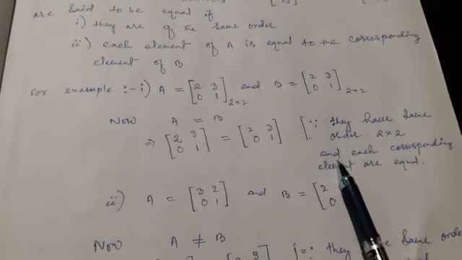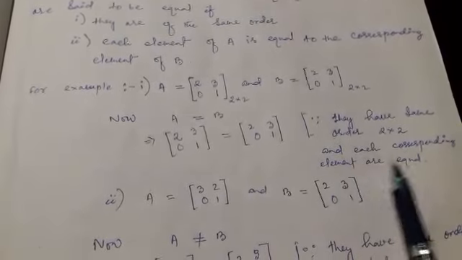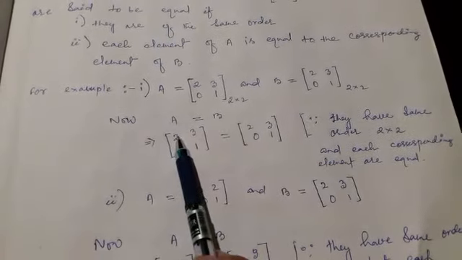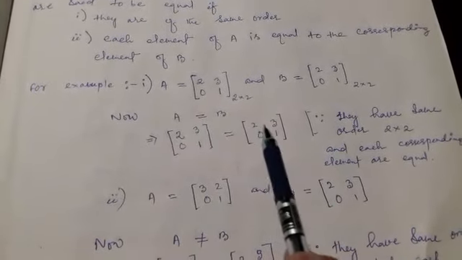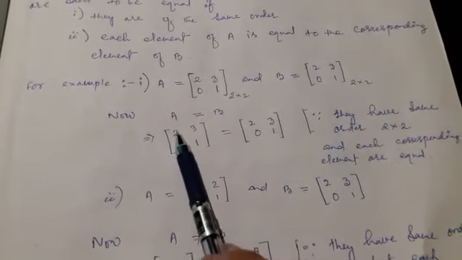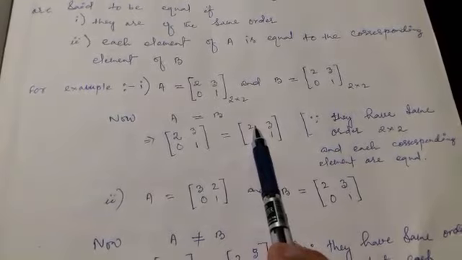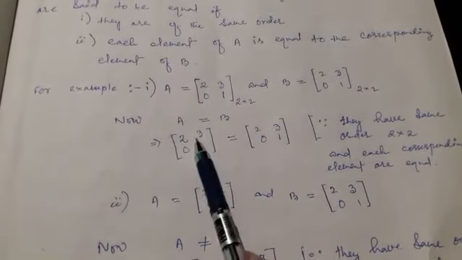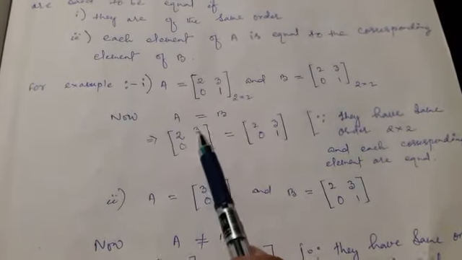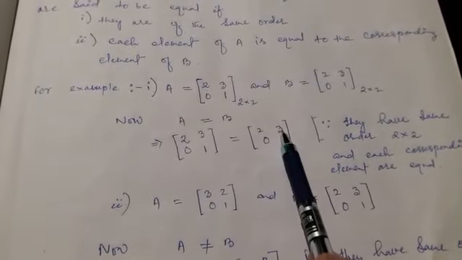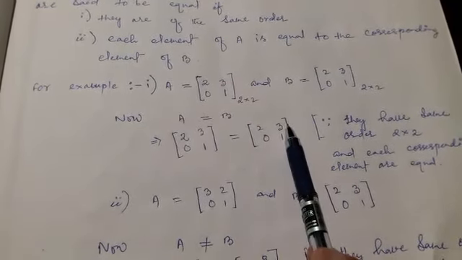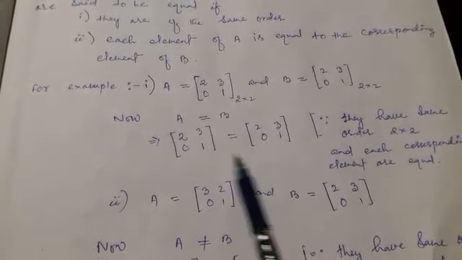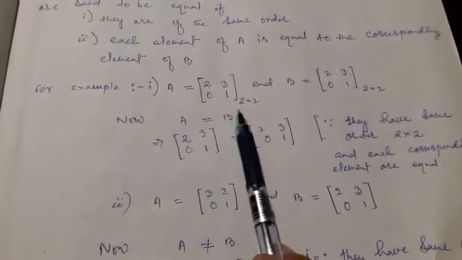Second point, the corresponding elements are equal. The first element is A11. What is the A11 value? 2. For the other matrix, the A11 value is 2. The corresponding elements are equal. Like that, the A12 element is 3. For the other matrix, the A12 element is also 3. Corresponding elements are equal. Like that, all are equal. So these 2 matrices are equal.